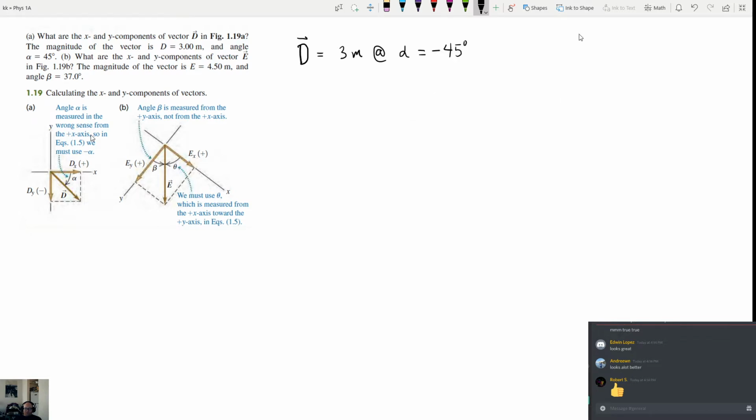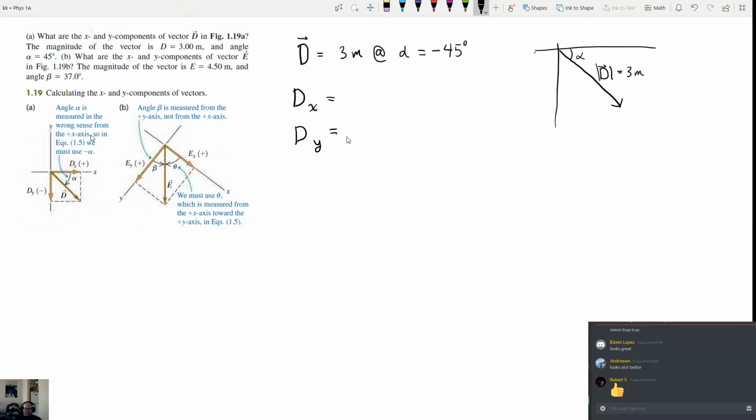Okay, just a rough sketch of that over here if we want to draw it. We basically have a vector that goes down to the right like this. It has a length equal to 3 meters, so we could write that like this. This is 3 meters. And it makes an angle right here that's called alpha. Now, the only thing we have to do with this problem is find the components. So we're looking for the x component and the y component of D, and we can do this relatively quickly.